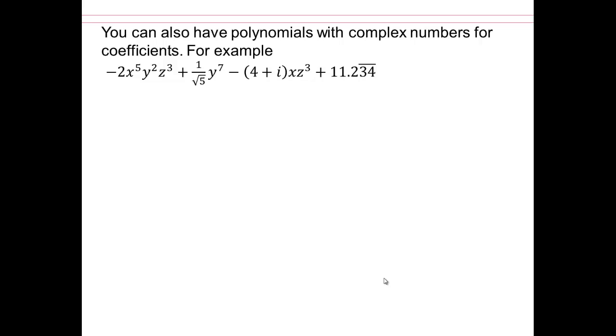So why don't you see if you can find the degree of this polynomial. So here we have 1 and 3, so 4, 7, and here we have 7 plus 3, 10. So this is the highest degree monomial. So the degree of this polynomial is going to be 10.